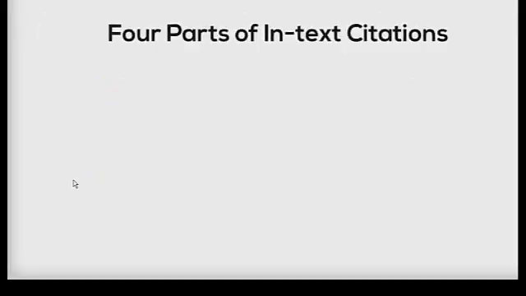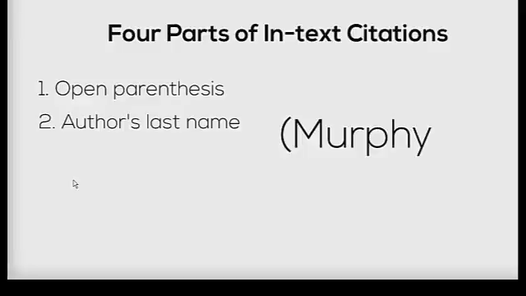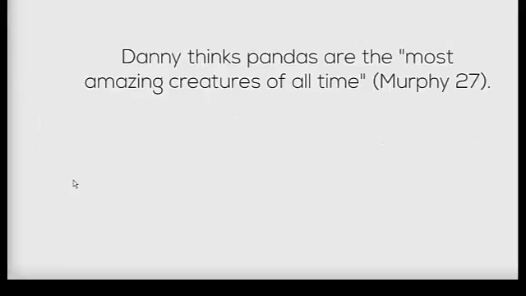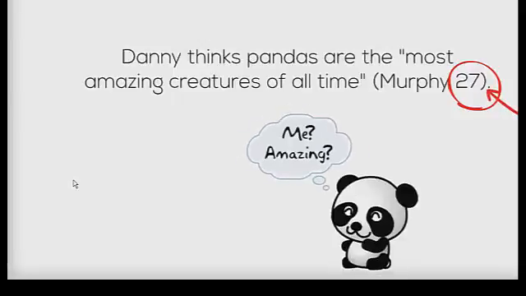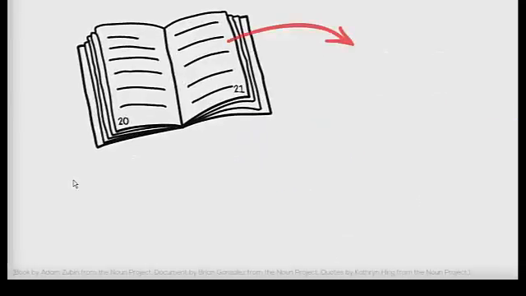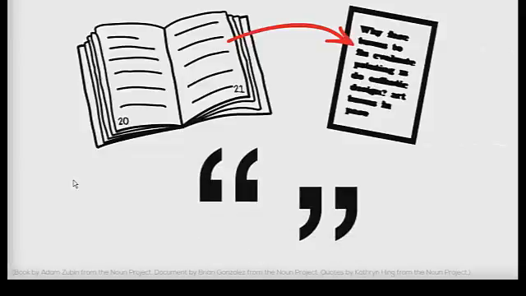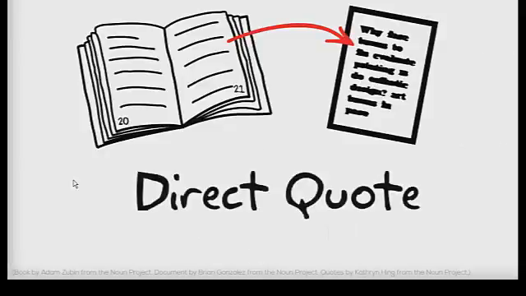In-text citations have to be written in a special way. They require 4 things in this order: an open parenthesis, the author's last name, the page number that you found the information on, and a close parenthesis. In-text citations are placed inside the sentence, so make sure that the period is outside of the parentheses. If you are using a source word for word in your paper, you need to put quotation marks around it. This is called a direct quote.